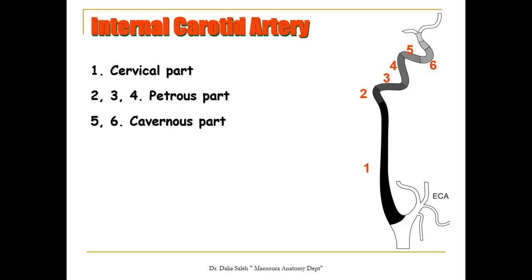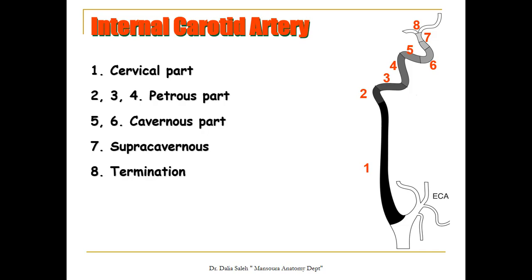the cavernous sinus. So number 5 and 6 refers to the cavernous part of the internal carotid artery, and then after it finishes its course inside the cavernous sinus, it will go outside it in a part which is called the supracavernous part, and finally it will terminate next to the optic chiasma, or crossing of the optic nerve. This part, number 8, will be the termination of the internal carotid artery.